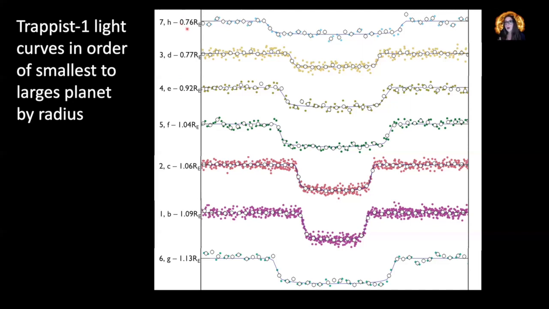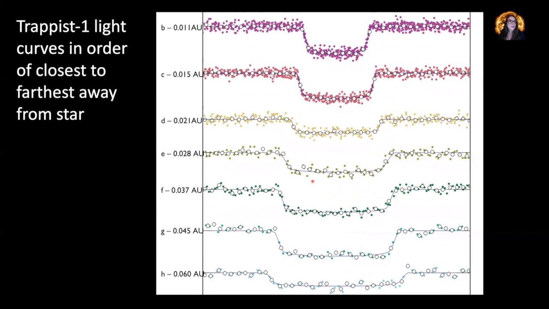So here we are, TRAPPIST-1H is the smallest of those 7 planets, and it has a radius of 0.76 that of the Earth, 76% of our Earth's radius. The next largest one in size, 77% of the Earth's radius. Then the next one, 92% of the Earth's radius, and so on. And the largest one of the TRAPPIST-1 planets has a radius of 1.13 times that of the Earth, 113% of our Earth's radius. As we go down here, we see generally that the dip in that light curve, the transit depth, gets larger as our planets get larger, okay?